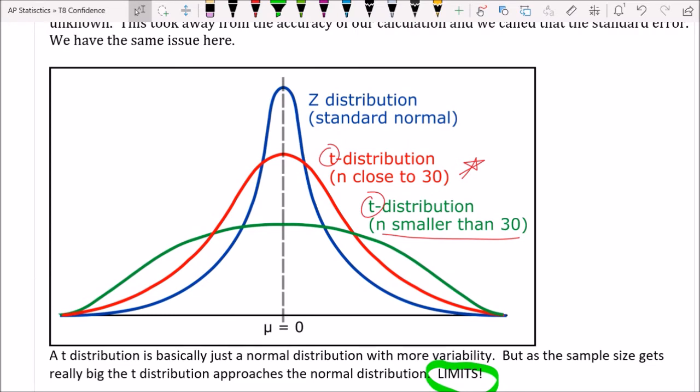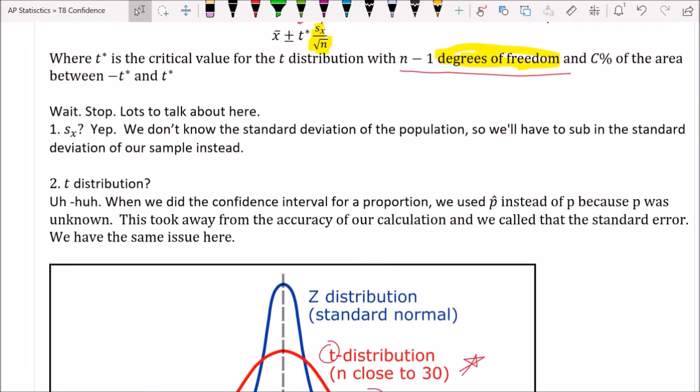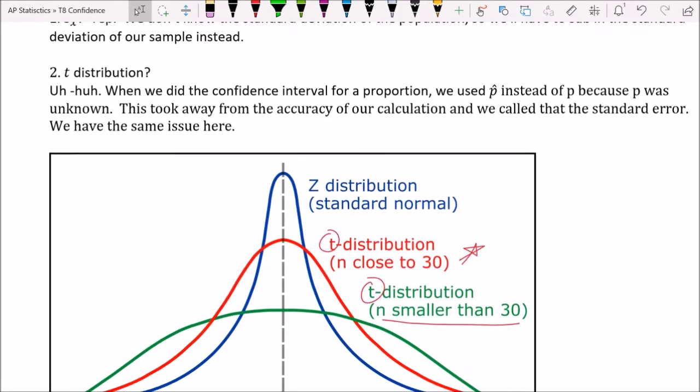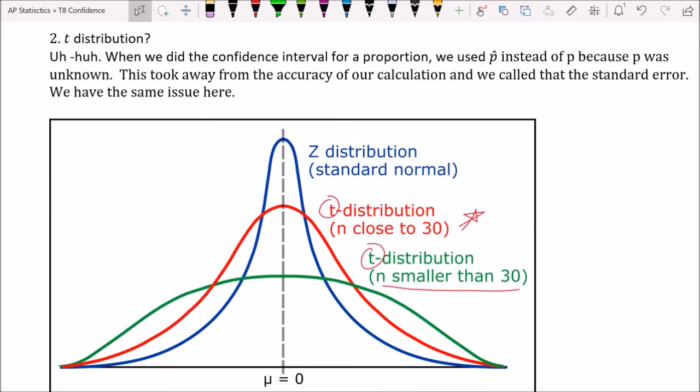Now, one thing I didn't probably say enough of here is that it's important to know that the way we get the degrees of freedom is n minus 1. And so just to annotate that, that is the sample size minus 1. So if your sample size was 10, that'd be 10 minus 1. That's 9 degrees of freedom. And that's why that relates to this graph down here. If you have a small sample size, it's more spread out.